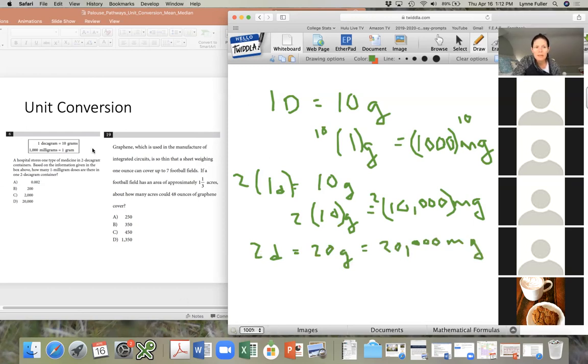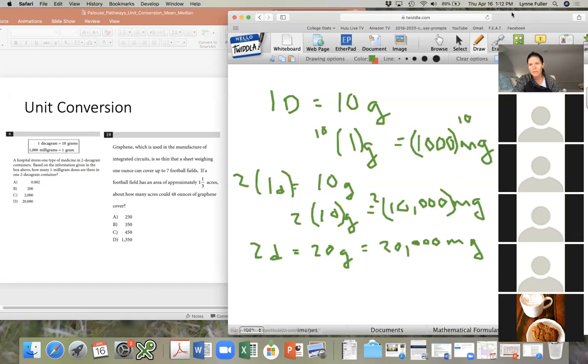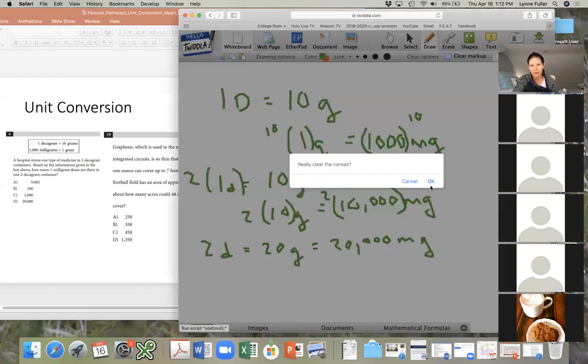So it could be pretty simple, like number 6. Number 6 was a math no calculator problem. So sometimes it'll come in that form, pretty simple.